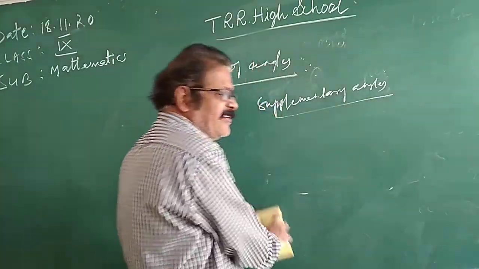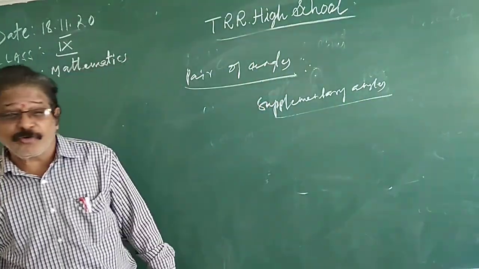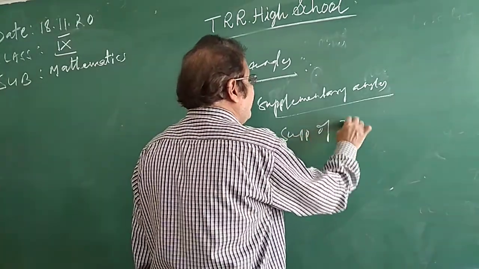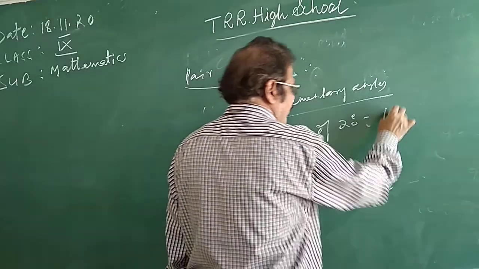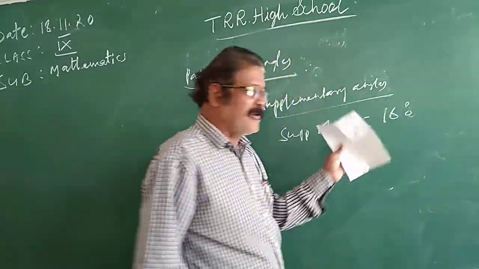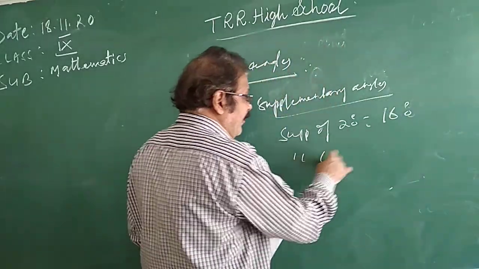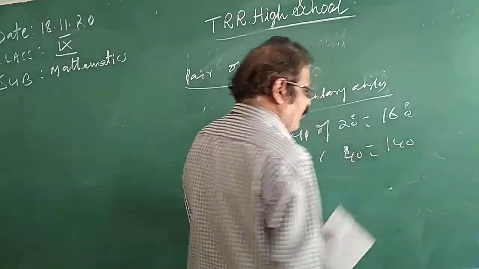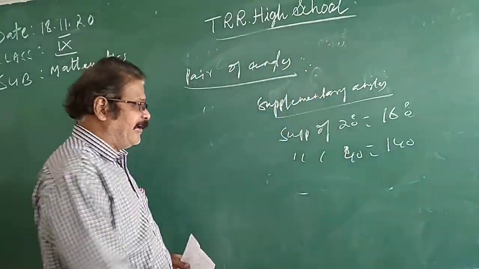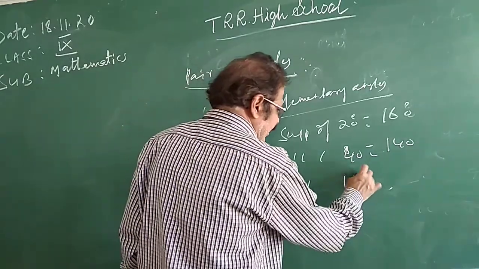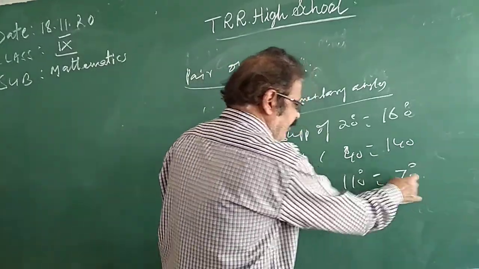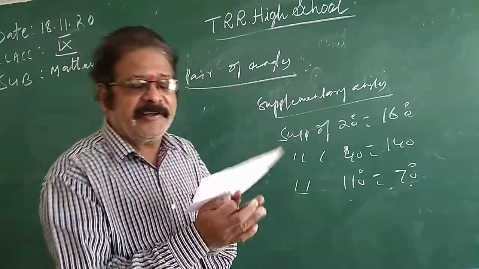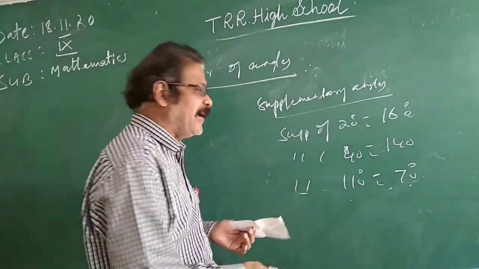Supplement of 20 degrees, how much? Supplement of 20 degrees is equal to 160 degrees. 160 plus 20, 180. Supplement of 40 degrees equal to 140 degrees. 140 plus 40, 180. Supplement of 110 degrees, 70 degrees. 70 plus 110, 180 degrees. If the sum of the two angles is 180 degrees, they are called supplementary angles.